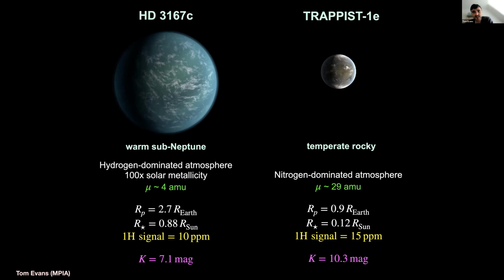So here TRAPPIST-1e is really helped by the fact that it orbits such a small host star, which results in a larger transmission signal. But if we also account for the difference in brightness between the two host stars, HD 3167 has a K-band magnitude of around 7, whereas TRAPPIST-1 is fainter than 10th magnitude in K.